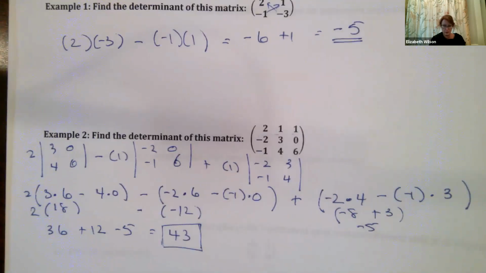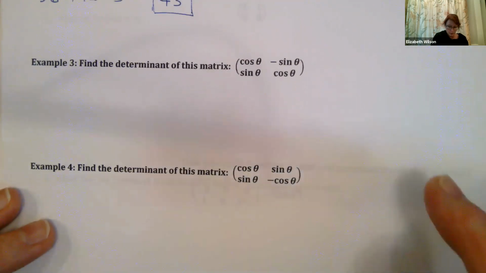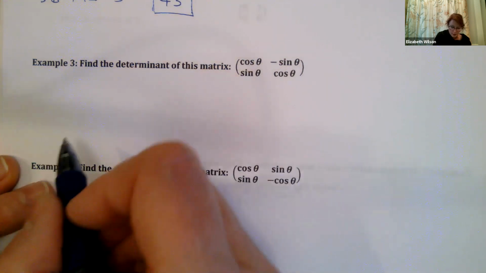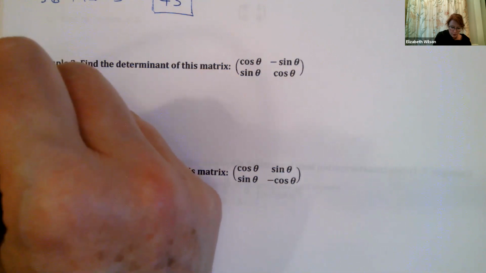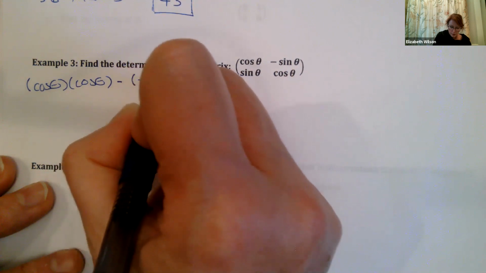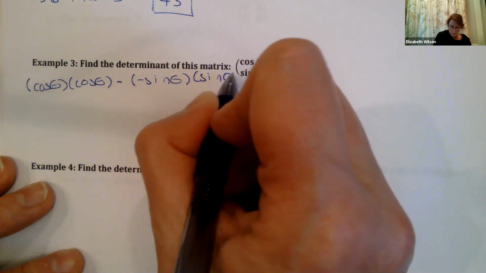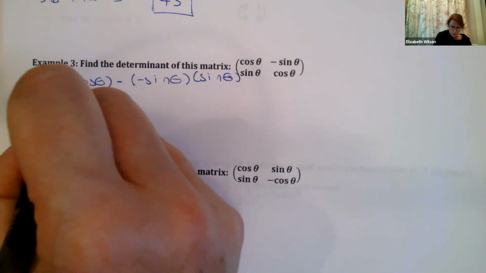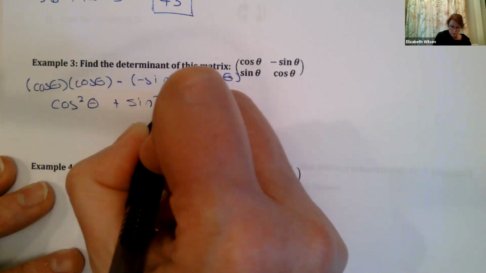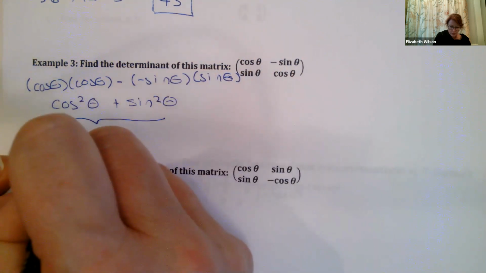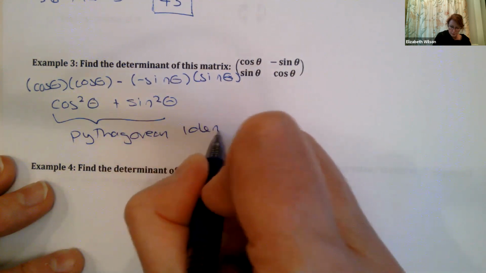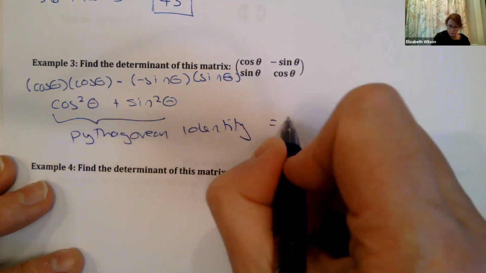Okay, so let's take a look. Example 3. I've got this matrix here: cosine, sine, minus sine, cosine. So I'm going to find the determinant of that. I'm going to multiply cosine of theta times cosine of theta, minus the sine of theta times minus sine of theta. So this becomes cosine squared of theta plus sine squared of theta. This here is the Pythagorean identity, which is equal to 1.